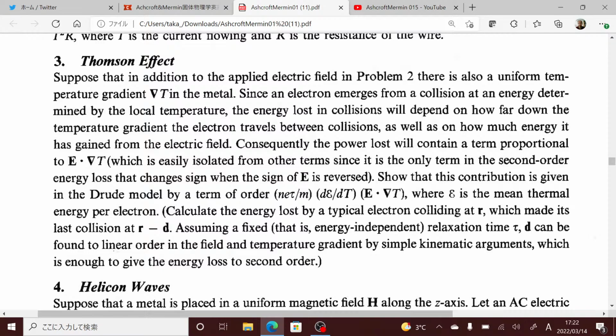So complicated. Suppose that in addition to the applied electric field in problem 2, there is also a uniform temperature gradient nabla T in the metal.